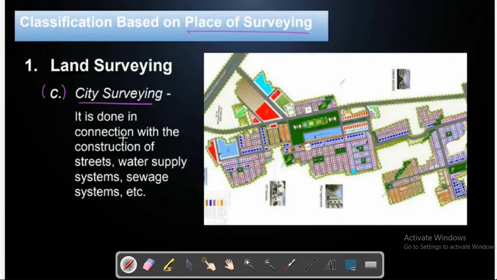Next, city surveying. If you want to develop a city, first we have to do surveying, and that surveying may consist of the layout of the roads. Then the water supply system, which is the pipelines layout. Then the sewerage system, which is used for toilets. If all these things are done combinedly for a city, then we say it is city surveying. That is, construction of streets, water supply system, sewage system, etc.